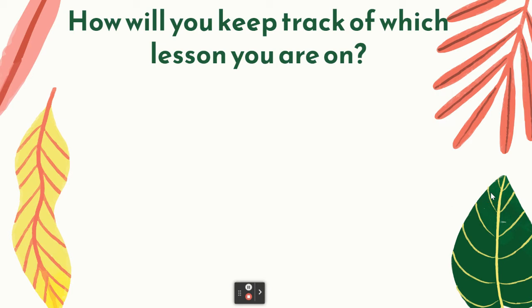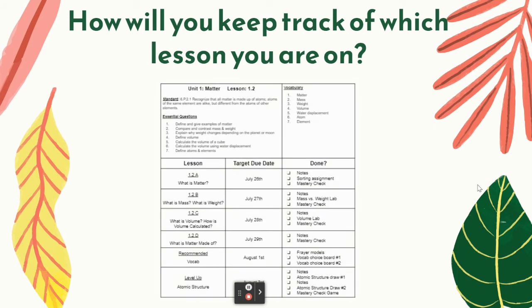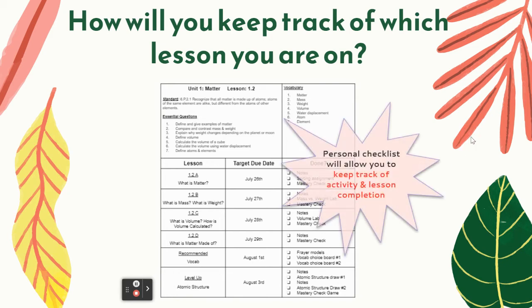All right, so the other way that you can keep track of which lesson you're on is your personal checklist. So this is for all of lesson 1.2. You can see all the activities and when they're due. Let me move this so you can see the level up. Okay. So this personal checklist will allow you to keep track of the activities and lesson completion. So go ahead and pause the video and write down what's in red.